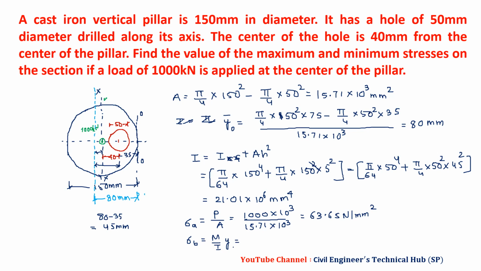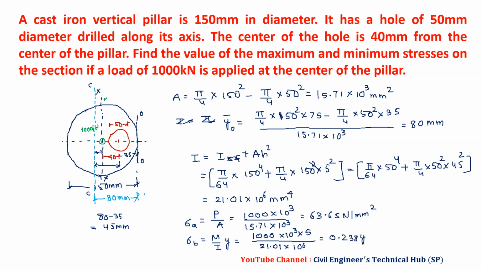Then we have sigma B, M by I into y. Now we have two values of y, so I will put it as y only. M is 1000 into 10 raised to 3 times e. What is the value of e? P is acting at 75 from O, and the central axis is here. This is the centroidal axis, which I mention as CC. We have to take moment about CC. This distance is 5 millimeter only, so e is 5 millimeters, divided by the value of I, 21.01 into 10 raised to 6. From this we get 0.238 into y.